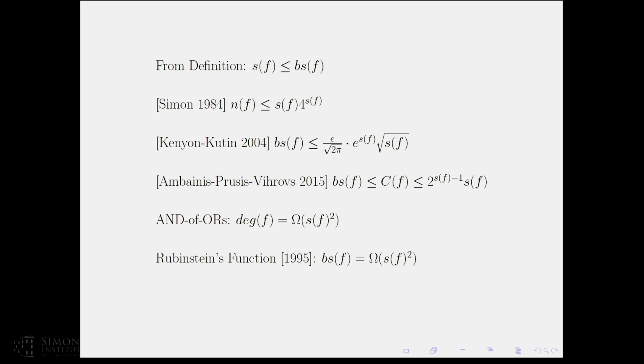So the best thing we knew up to recently is that block sensitivity is omega of quadratic in the sensitivity. So we know the construction due to Rubinstein from '95 of a family of functions that have block sensitivity that's at least quadratic. So we can't hope for better than quadratic. And for the degree, you can simply look at the AND of ORs function, so AND of blocks of ORs of the same size, and you get a quadratic.